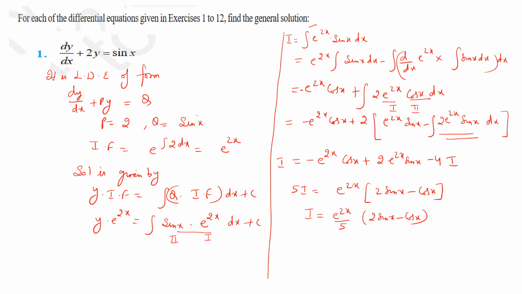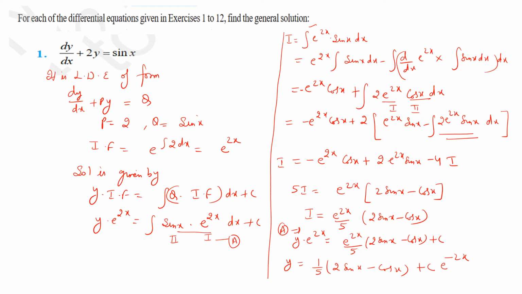So the constant of integration, we just need to put it back, because I is just solved with this. So I will come back to this equation number A. So A will imply y into e^(2x) is equal to e^2x upon 5, (2 sin x minus cos x) plus c. So y is equal to, divide by e^2x to this side, 1 by 5 times (2 sin x minus cos x plus c) upon e^(2x), which can be written as e^(minus 2x), which is the required general solution of the differential equation.